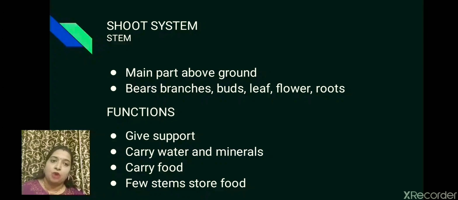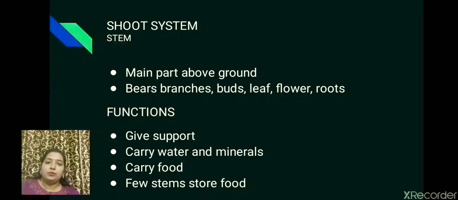The stem carries water and minerals which are absorbed by the root. It distributes them to different parts of a plant. So this is about water and minerals which are transported by the stem. Also children, leaves prepare food. So how is this food distributed to all the parts of a plant? It is also distributed with the help of the stem only. So children, the stem helps in distribution of water, minerals, nutrients and food in every part of a plant.